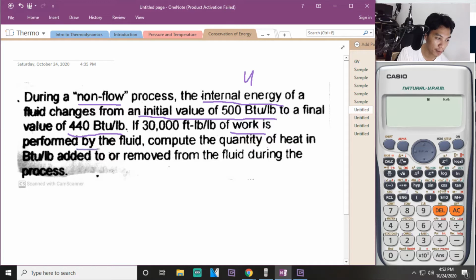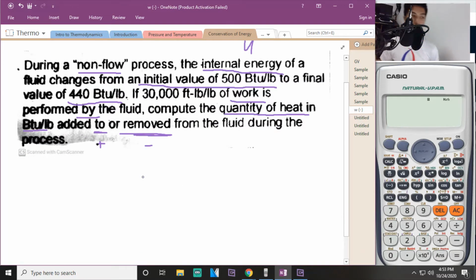Performed by the fluid. So ano yan? Yung work mo ba is positive or negative? Kapag to the system, that is added. So pag performed by the system, so that is negative. Okay. Compute the quantity of heat in BTU per pound needed to, or remove. Hindi natin alam kung positive eh. Added to or removed from the fluid during the process.